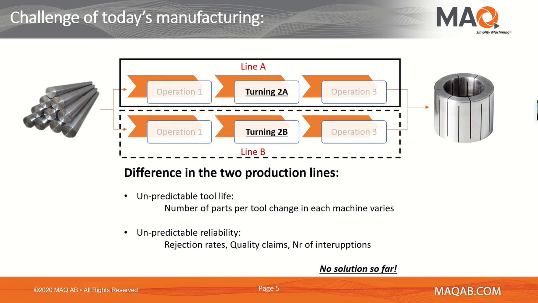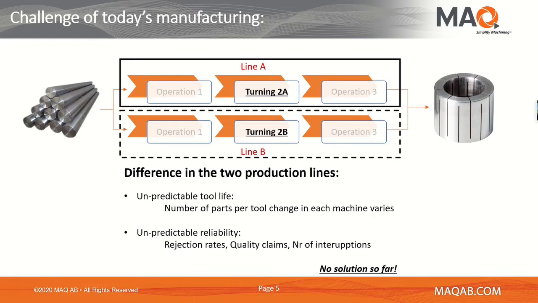So when you buy a machine, they clearly categorize the power rating for this machine, the maximum force, the traverse of the axis, and so on. But they will never tell you how many parts you can machine per tool change. And this is actually because it's impossible or not impossible, but it's very difficult to predict the performance of the machining process in a particular machine.